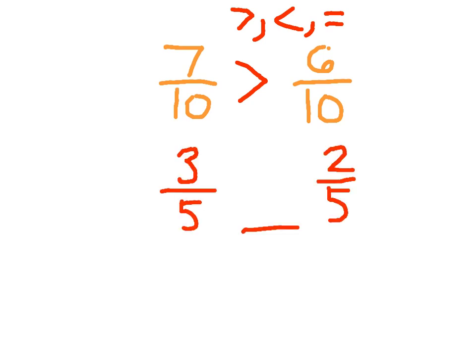Again, when the denominator is the same for those two fractions, all we do is compare the numerators. So we know that 3 is greater than 2. And again, since the denominators are the same, we can write 3/5 is greater than 2/5.